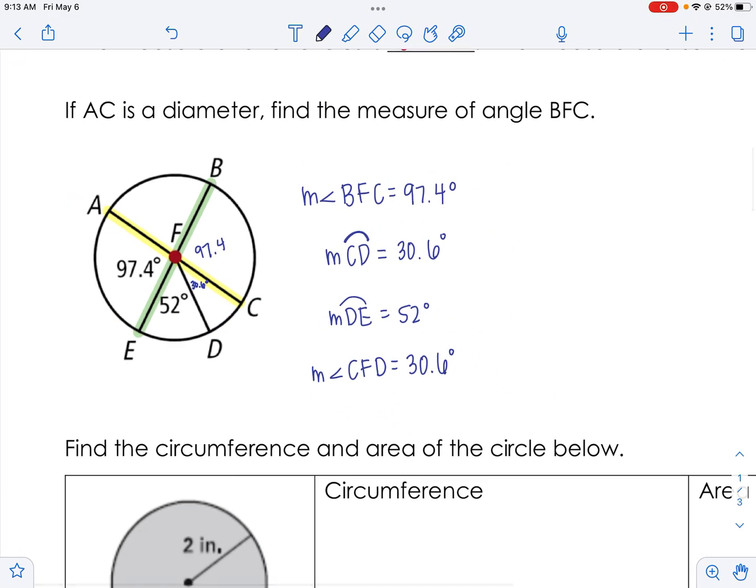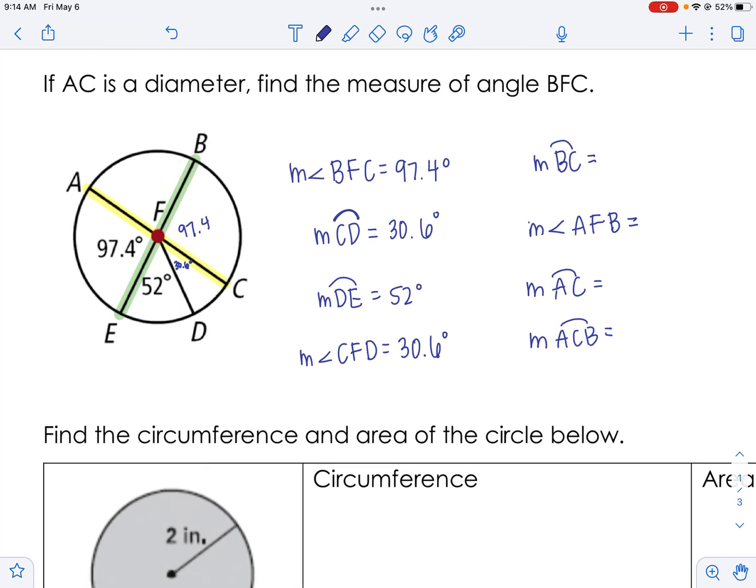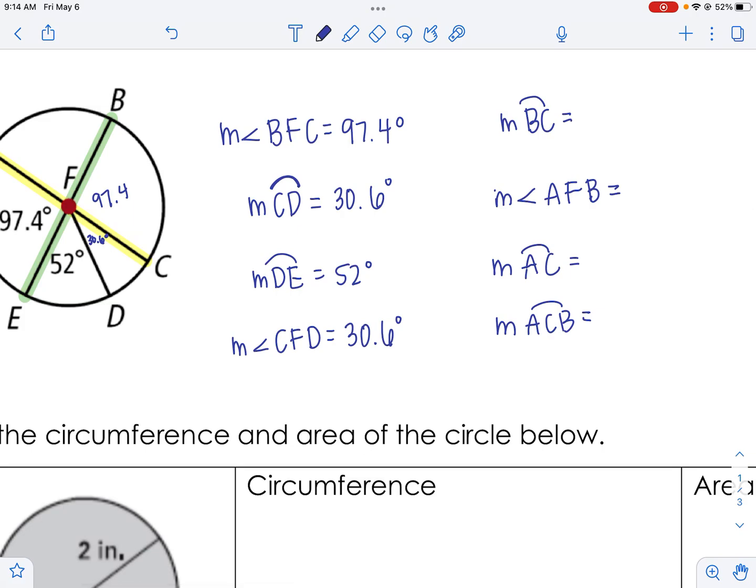If I asked you, like, what would be the measure of arc BC? What would be the measure of angle AFB? What would be the measure of arc AC? And if I asked you what would be the measure of arc ACB, that changes things up a little bit.